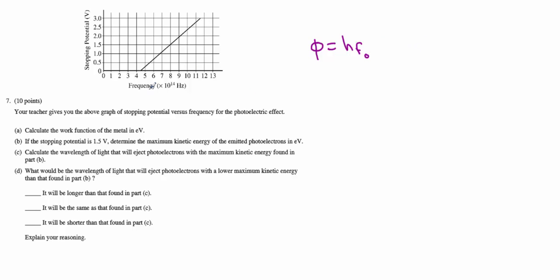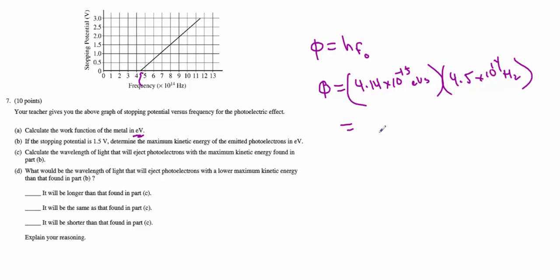Really, if we just look all the way over here, we see f naught. f naught is going to be the x-intercept. Looks like it's about 4.5 times 10 to the 14 hertz. So my work function is going to be h times that. We want our answer to be in eV, so I'm going to use the value of h that's given in eV, which is 4.14 by 10 to the negative 15 eV seconds. That's going to get multiplied by that threshold frequency of 4.5 by 10 to the 14 hertz, and you're going to get 1.9 eV for your answer. That is going to be the work function.